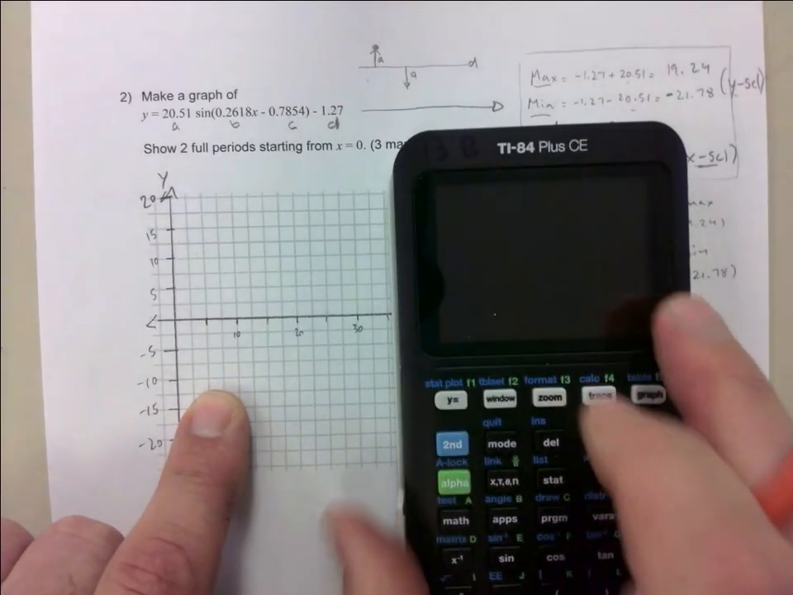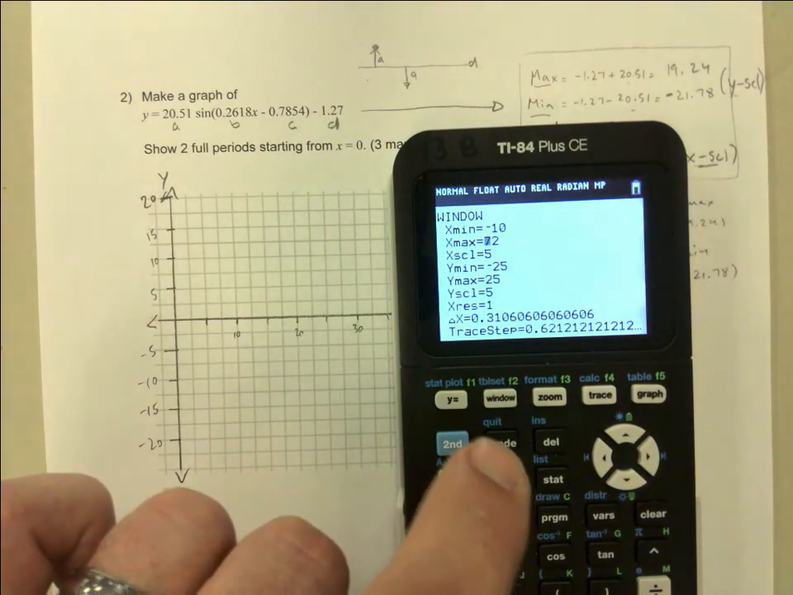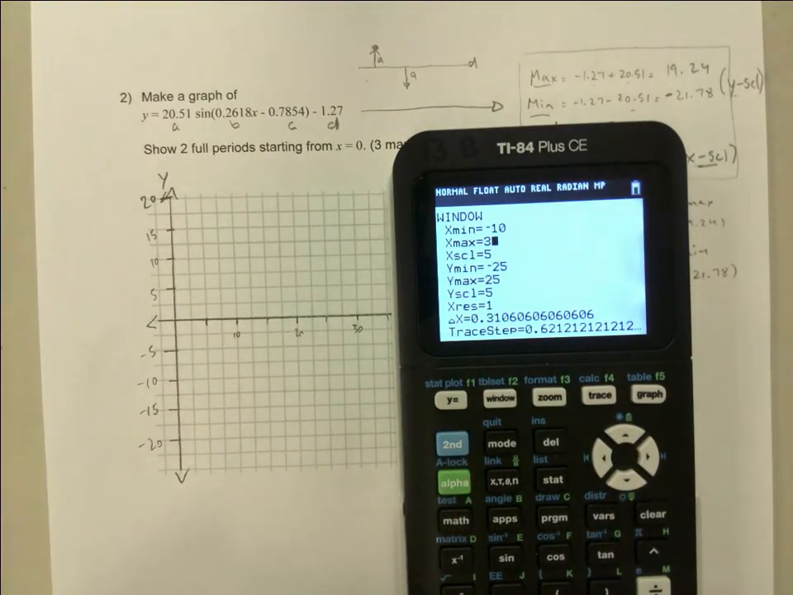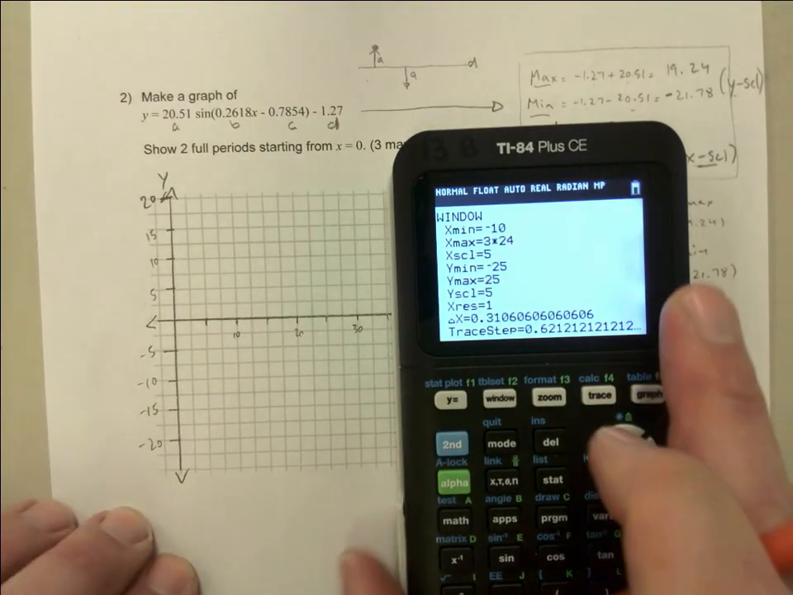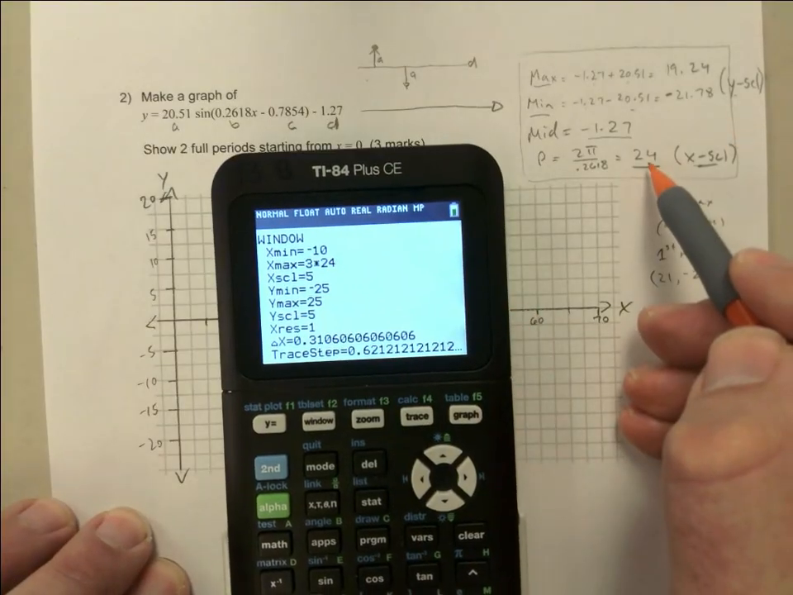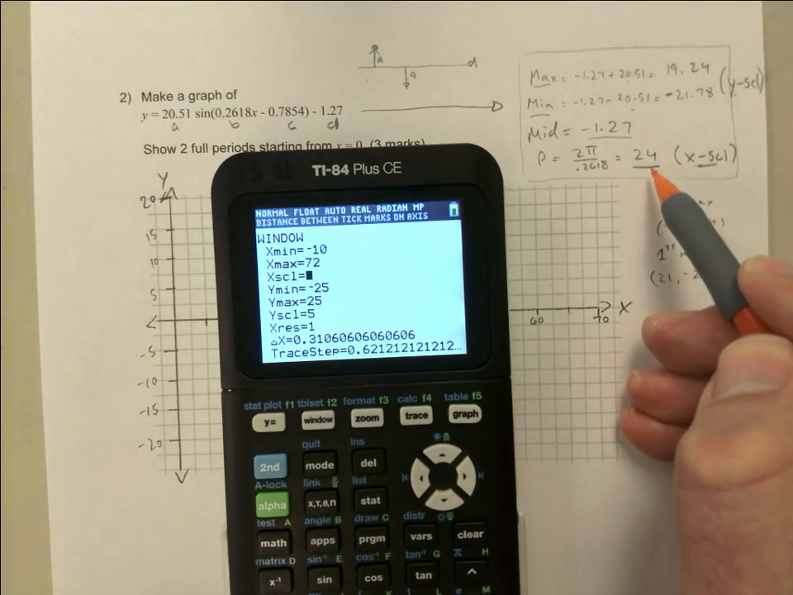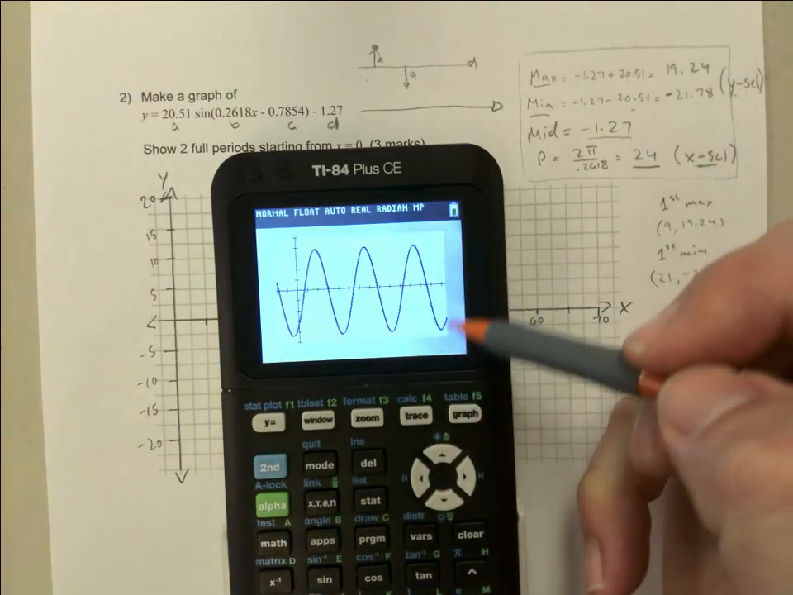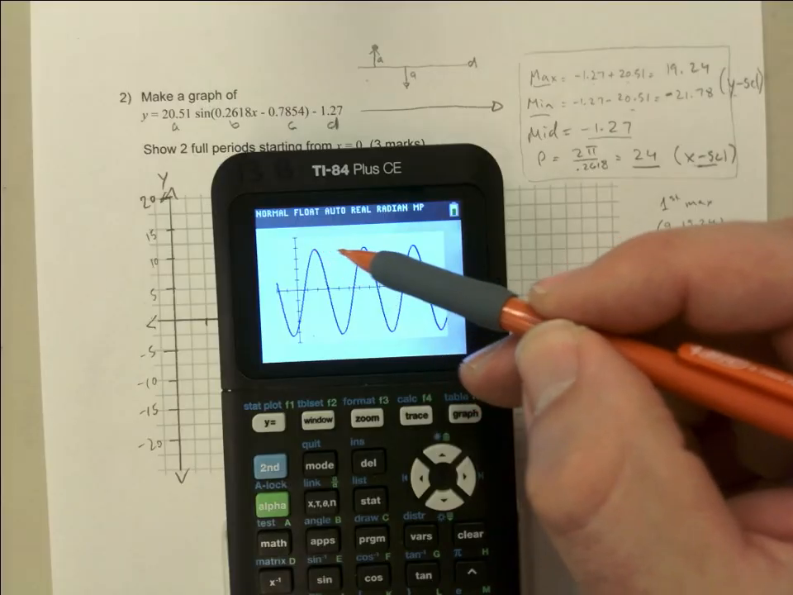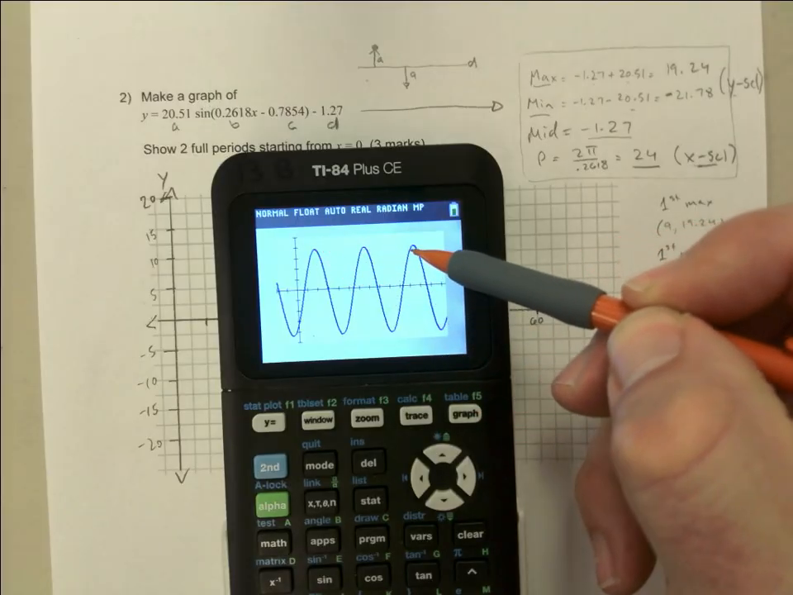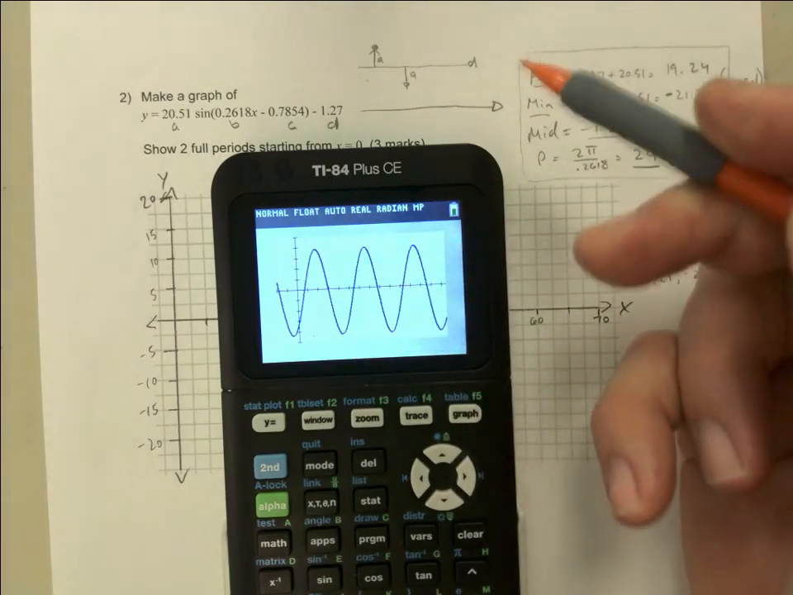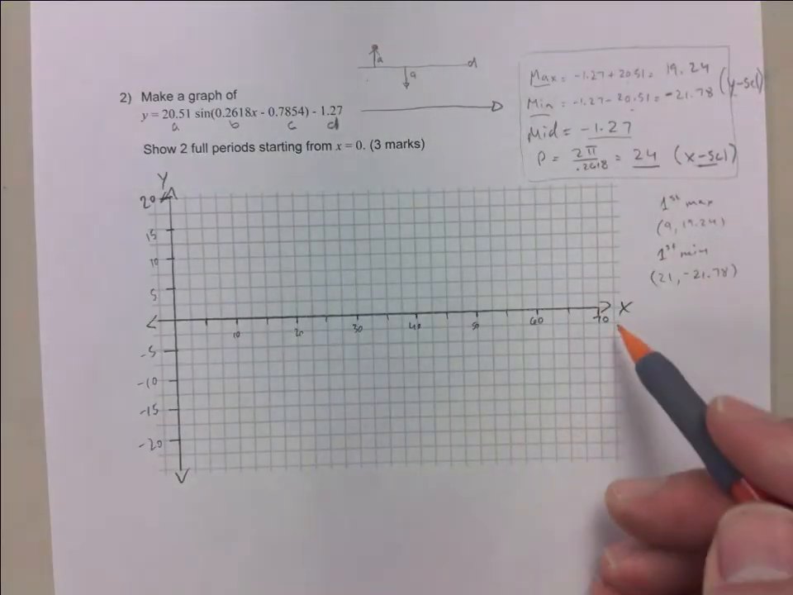In terms of the X, how did I know how far out to come out with the graph? If I go to my window and I go to X max, I go 3 times whatever the period ends up being. The period rounds to 24 exactly, so it's 72. So if I graph this, this is what I get. From here to here is one cycle, from here to here is another cycle. So 3 peaks are clearly visible. So if I go out to 70 or 72, I'm going to be just fine.